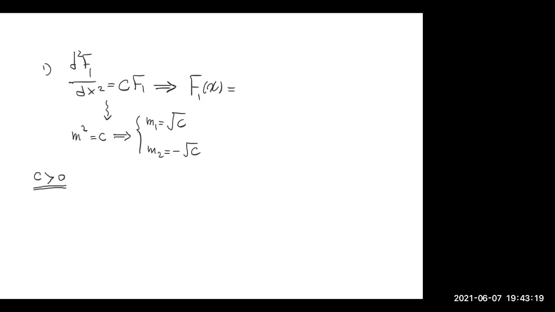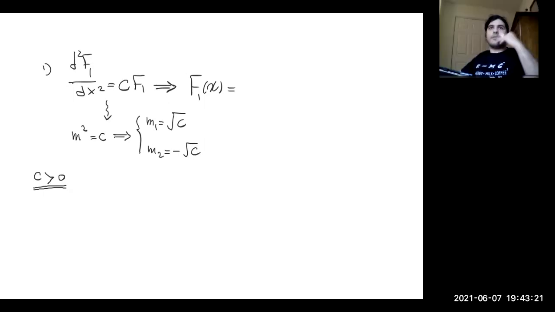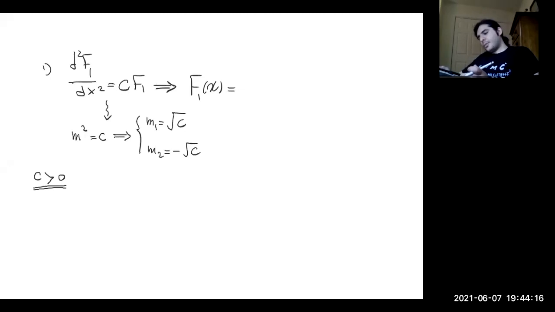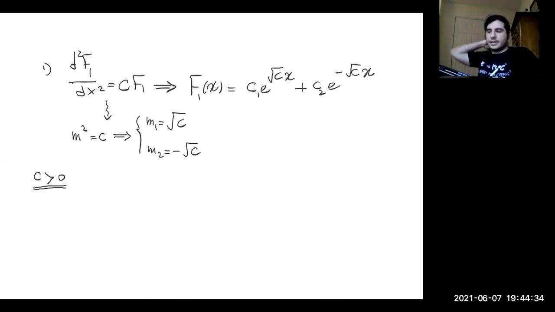If c was 0, we would have a different case. If c was negative, we would have that complex case. Okay, so what are the solutions? It would be c1 e to the square root of c x plus c2 e to the minus square root of c x. We are here assuming c is positive, so this makes sense.